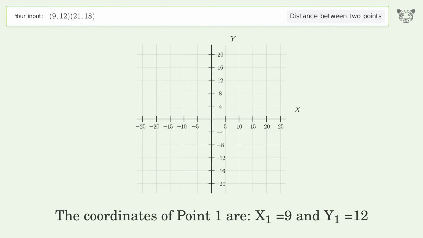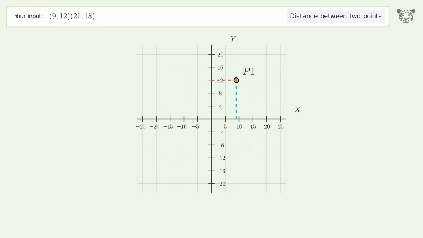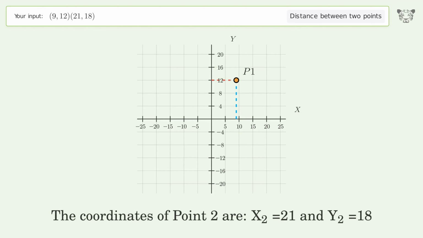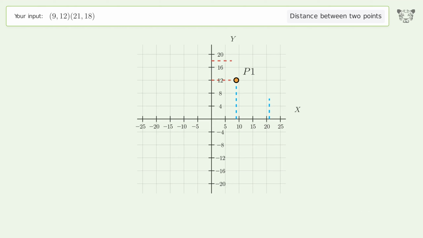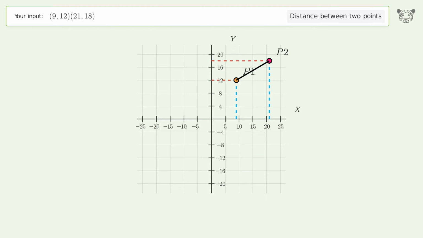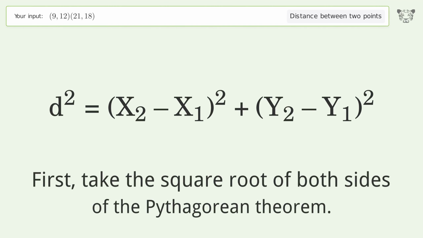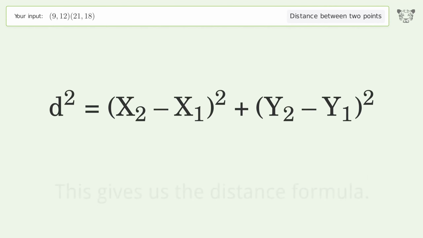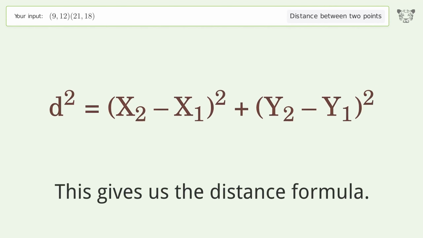The coordinates of point 1 are, x1 equals 9 and y1 equals 12. The coordinates of point 2 are, x2 equals 21 and y2 equals 18. D is the distance between the 2 points. First, take the square root of both sides of the Pythagorean theorem. This gives us the distance formula.